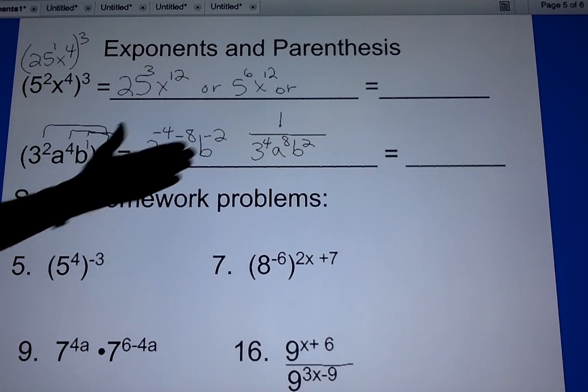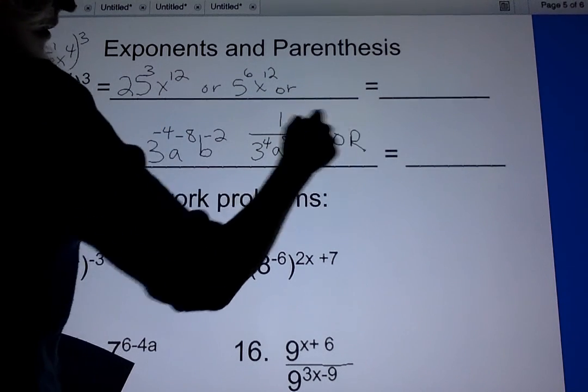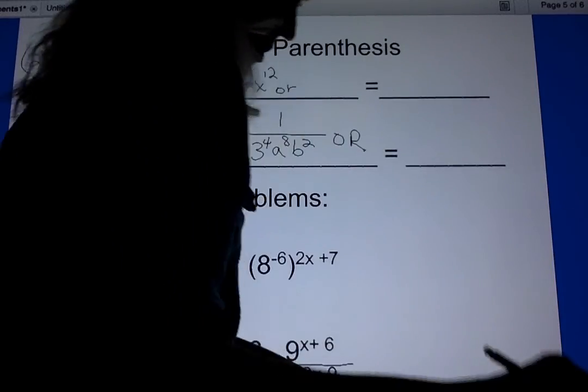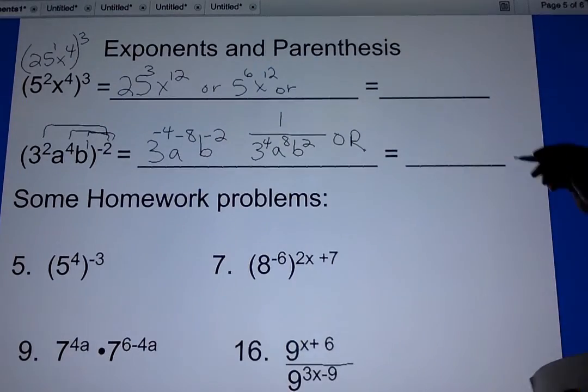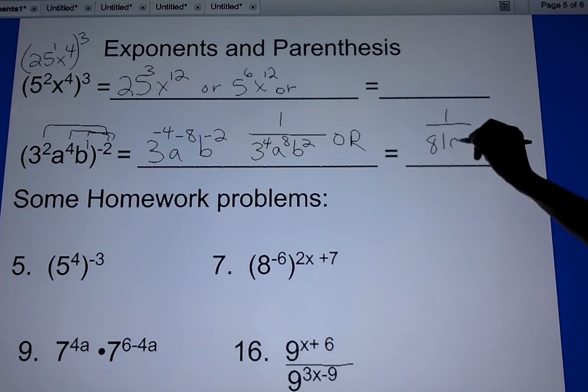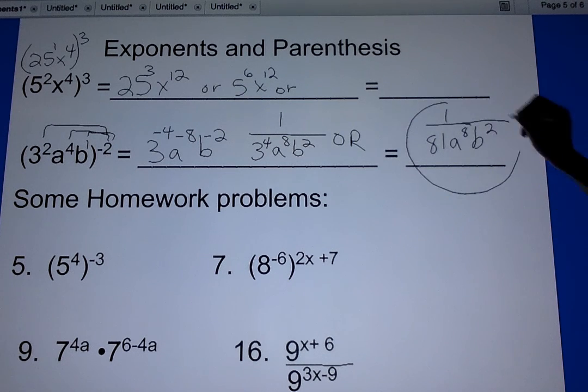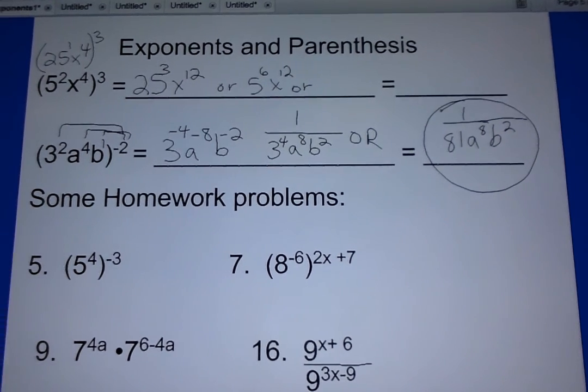So that could be your final answer, or if you have to simplify it, 3 times 3 is 9, times 3 is 27, times 3 is, it could be 1 over 81, a to the 8th, b squared. And make sure you extend that over there. And there's your final answer on that one. So let's go ahead and do some homework problems here that we have.